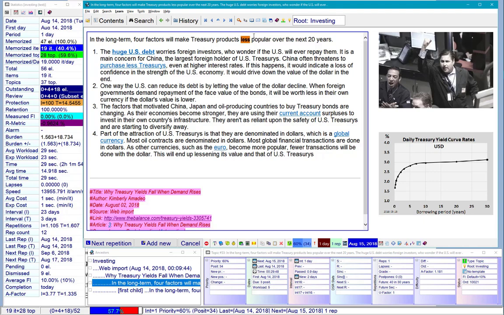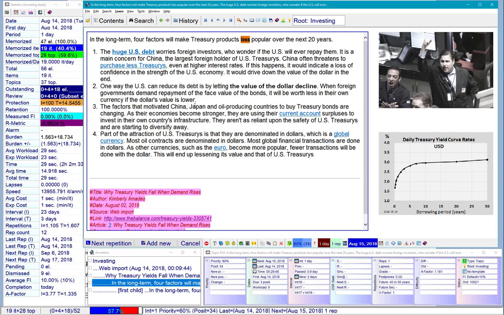One way the US can reduce the debt is by letting the value of the dollar decline. When foreign governments demand repayment of the face value of the bond, it will be worth less in their own currency if the dollar value is lower. Less. The value of the dollar declines. Maybe that's the point. Very unclear, because actually that's the same point in a sense, because that's the result of the US debt, right?